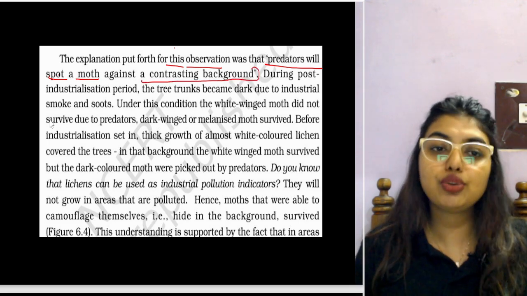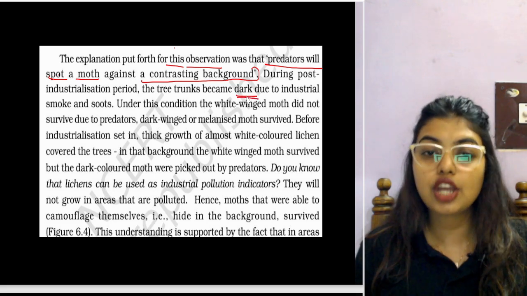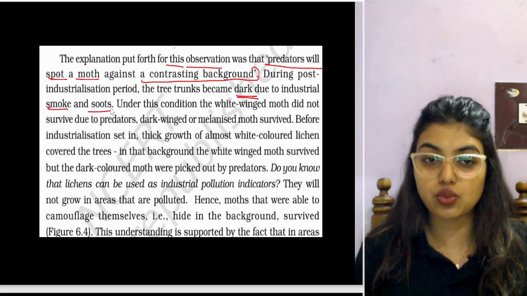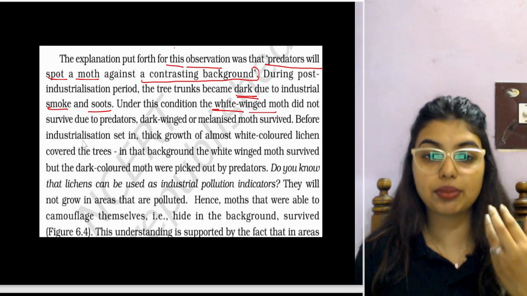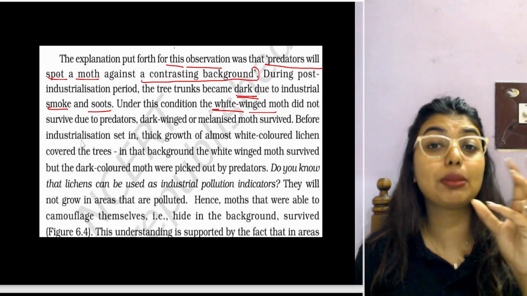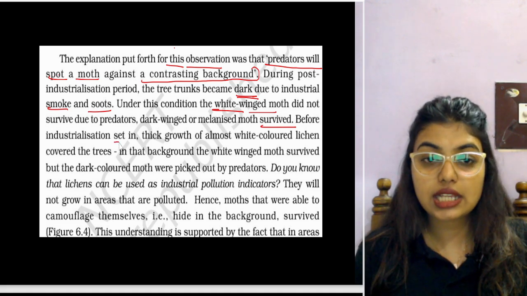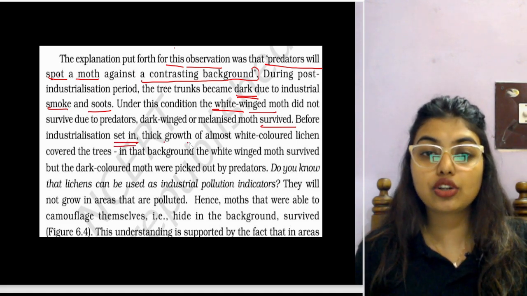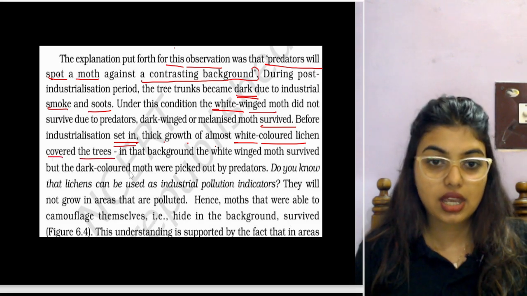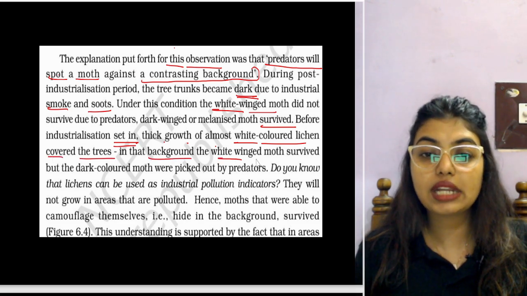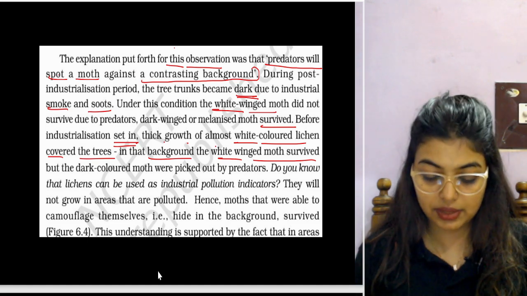During the post-industrialization period, the tree trunks became dark due to industrial smoke and soot. Under this condition, the white-winged moth did not survive due to the predators, and the dark-winged or melanized moth survived. Before industrialization set in, thick growth of almost white colored lichens covered the trees. In that background, the white-winged moth survived, but the dark-winged moth were picked out by the predators.